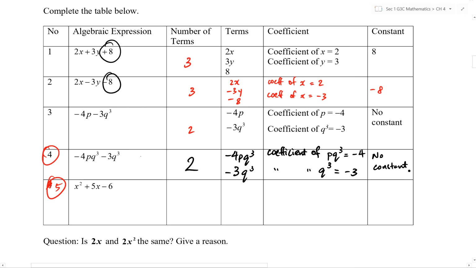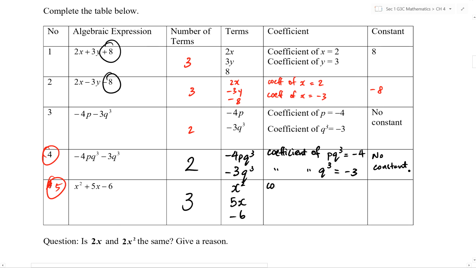Okay, next one. Question 5. Number of terms, how many are there? Oh, I see 3 of them. They are x squared. We've got 5x. Do I need to put a plus in front of the 5x? No need. Positive, we don't need to write. And the last one, we've got negative 6.